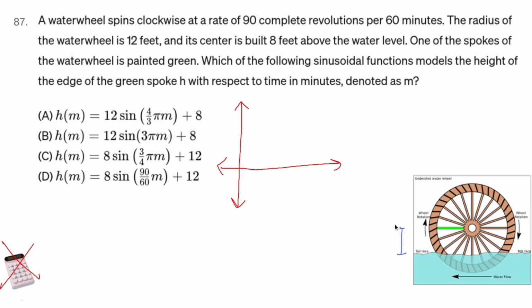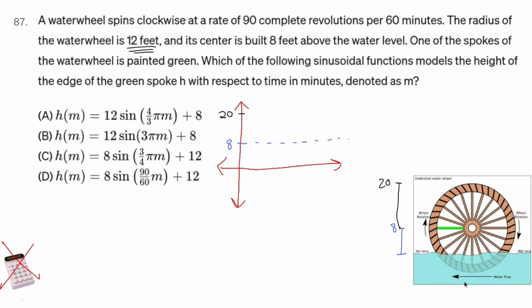So my midline is going to be at 8. So let's put an 8 right there. There is my midline. Hooray. Now, whenever you're given a sinusoidal problem and you are given a radius, that radius is your amplitude. So as this guy turns counterclockwise, you're going to hit a tippy top, and that tippy top is going to be the length of the radius. So 12 plus that radius is going to be 20 feet up in the air. So that's going to be my maximum, 20.